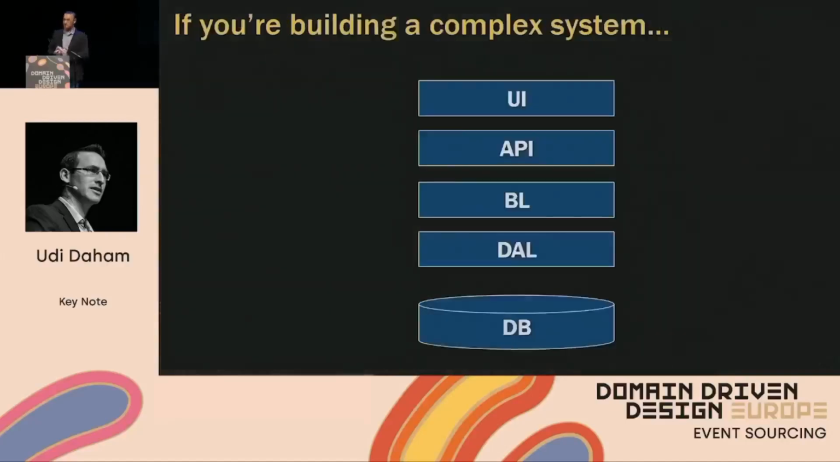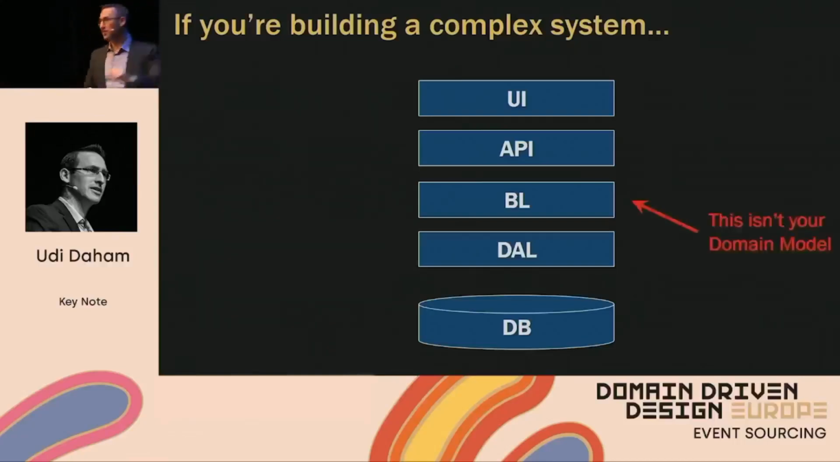If you're building a complex system, my guess is that sort of at an abstract level, you have this kind of set of layering in your mind. You have some kind of user interface invoking some kind of API, usually remote, which will invoke some kind of business logic, which will ultimately influence data that gets persisted in some database. Your thinking, and most of the thinking in the domain-driven design community, is that business logic layer right there is your domain model. I have news for you, it is not. Why? Because of that.